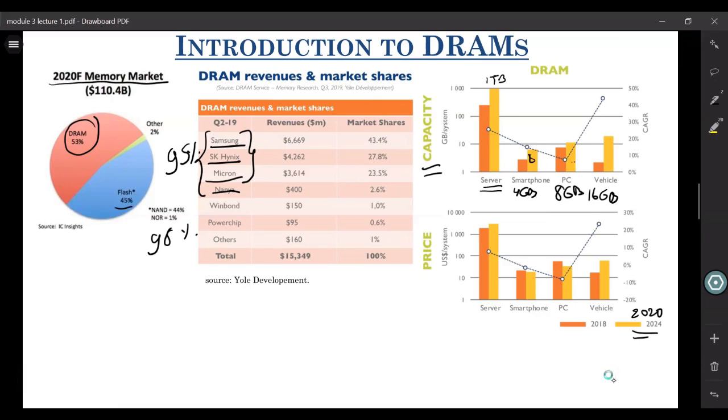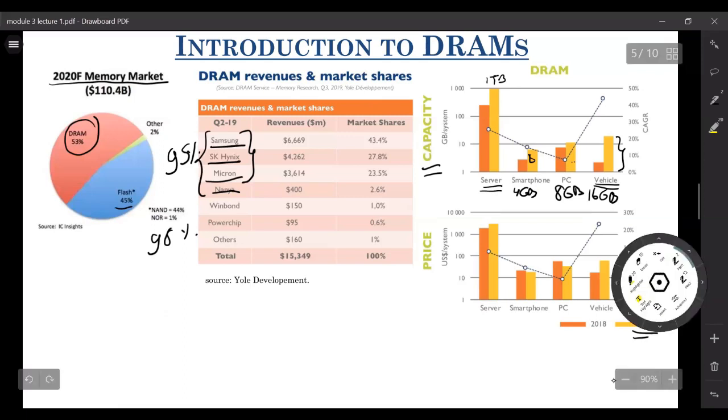A very drastic change is going to come in the vehicle market. Why so? Because initially you just needed DRAMs to store very small amounts of information. But now with automated cars and all the information about GPS, if you want to store this in the vehicle itself, it is going to be a necessity. So the capacity of DRAM or memory inside your vehicles has to increase considerably. That is what is represented here.